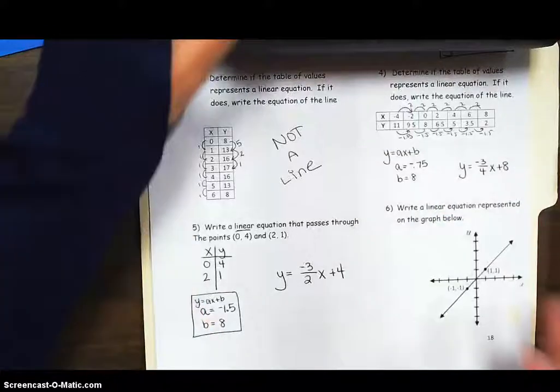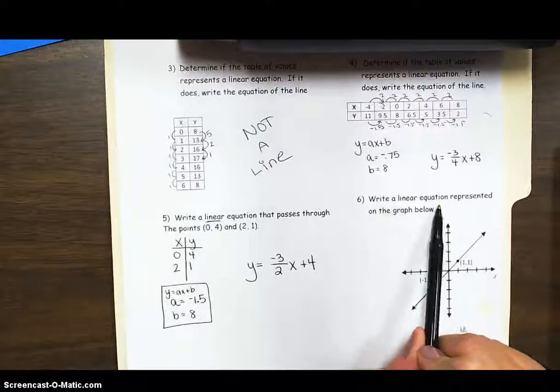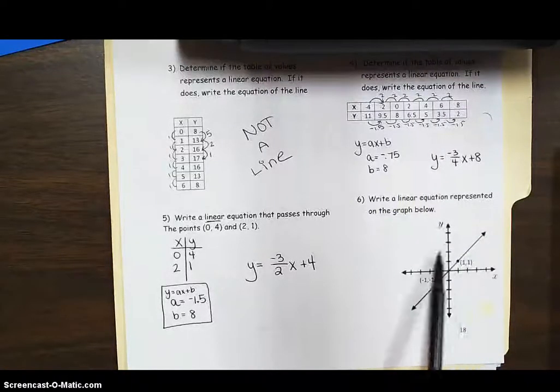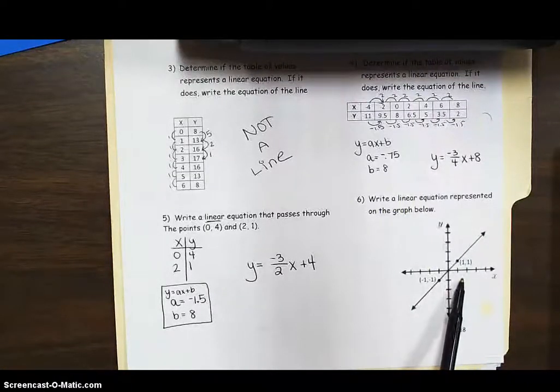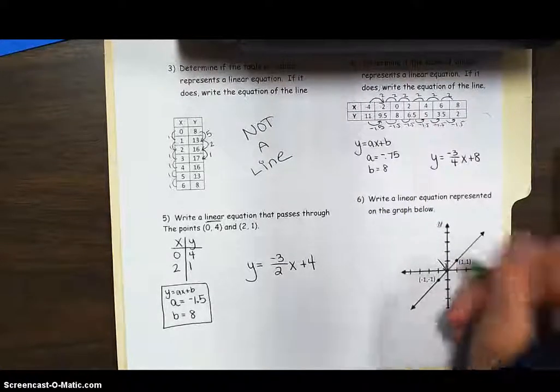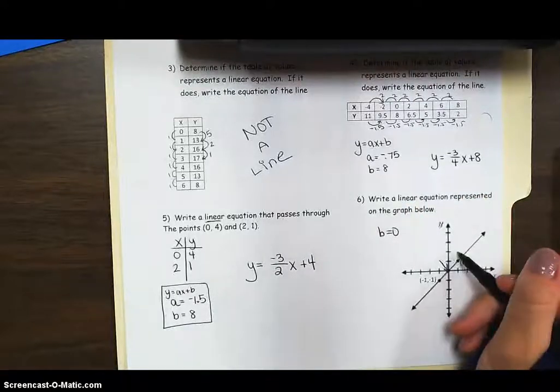All right, one final question left. Number 6. Write a linear equation that represents the graph below. Now careful here. We could put this in our calculators, use a linear regression, but it'll be much faster to just look at the graph. Our b value is 0. So b equals 0. And if I take a look, you can just count the slope.